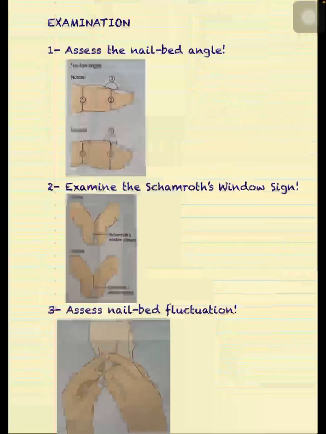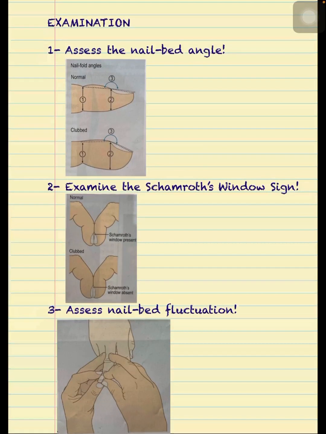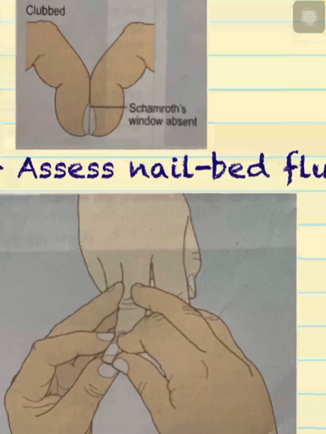Now, the third test, which is the least popular, is the nail bed fluctuation. The nail bed fluctuation, as you see also in this picture, what you do is you place your thumbs under the pulp of the distal phalanx. So you place your thumbs, as you see in the picture, on the palmar side of the distal phalanx, and you use both your index fingers, as the guy is doing here, to alternatively fluctuate the nail bed. And if it moves easily, then this is a sign of clubbing.